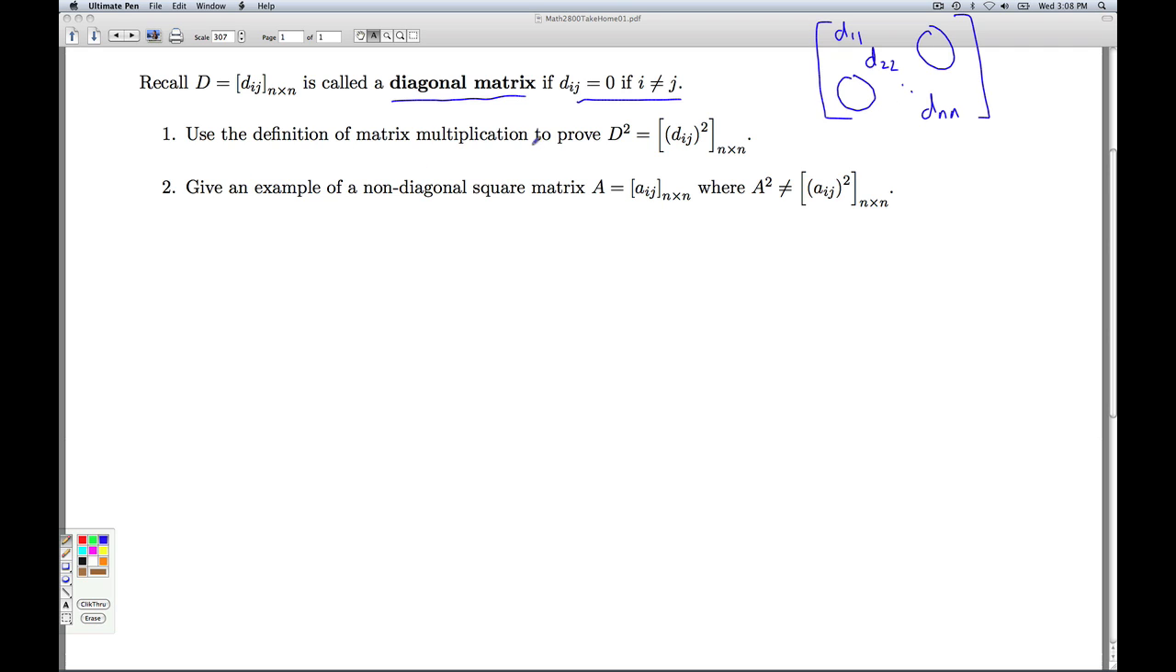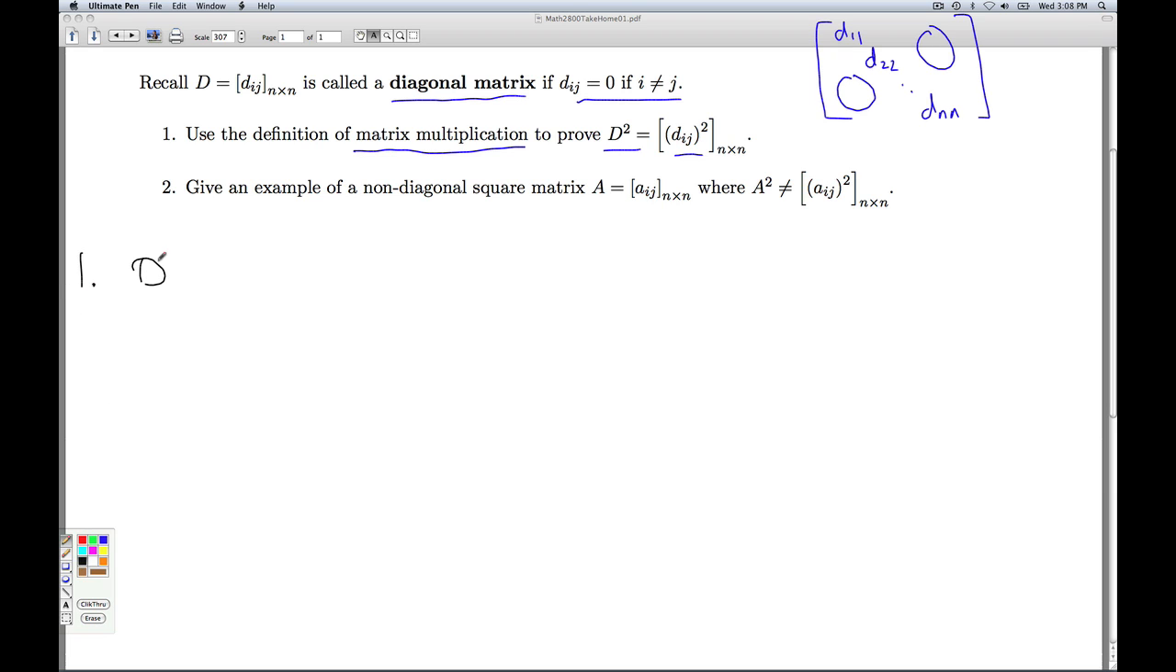So number one, we're asked to prove that if you take the diagonal matrix and square it, the result is just squaring each of the individual entries, which is somewhat unusual for matrix multiplication. But you can visualize that. If you take this and multiply it by itself, you can start to see why this would actually be the case. We're asked to use the definition of matrix multiplication to prove that, so that's what we'll do.